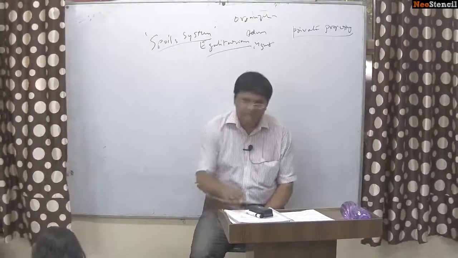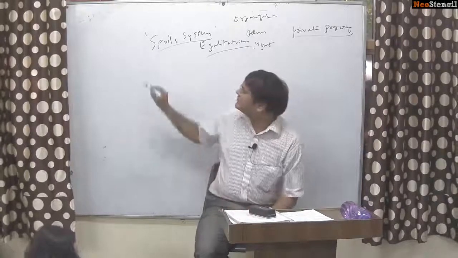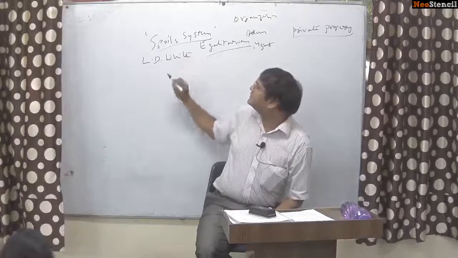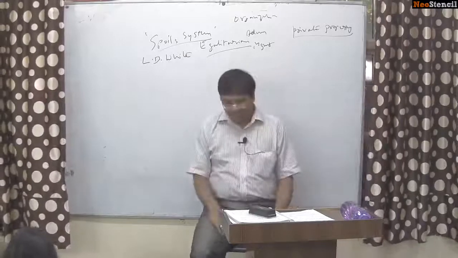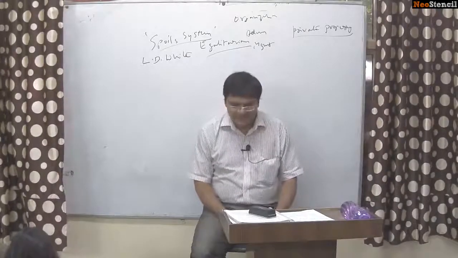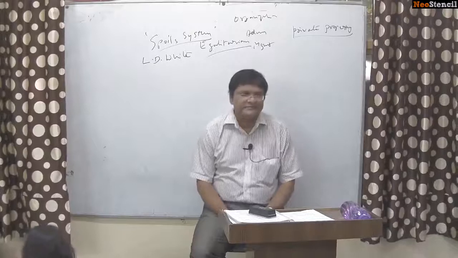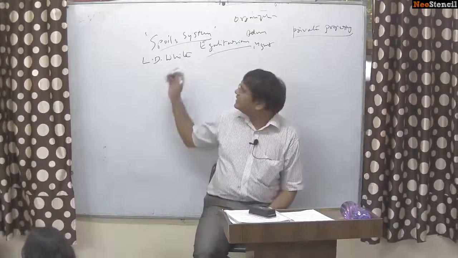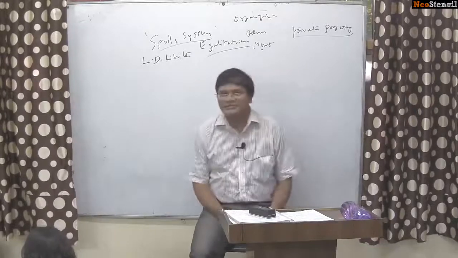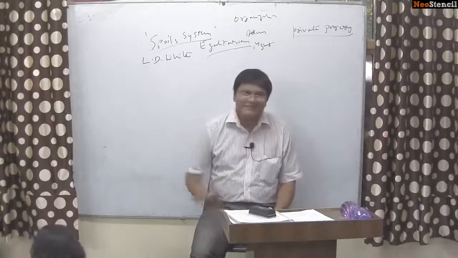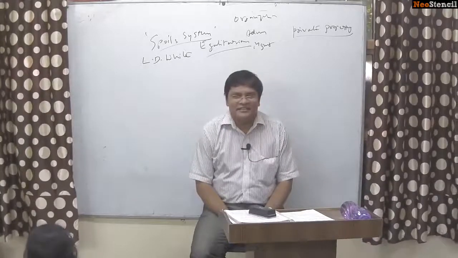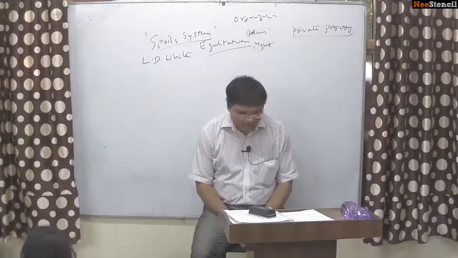Let us take one more definition. This is given by L.D. White. His name is White, L.D. White, Leonard D. White. W-H-I-T-E. Of course, I am writing in black letters. On a white board, I cannot write in white letters. So, L.D. White, what is the definition given by him?